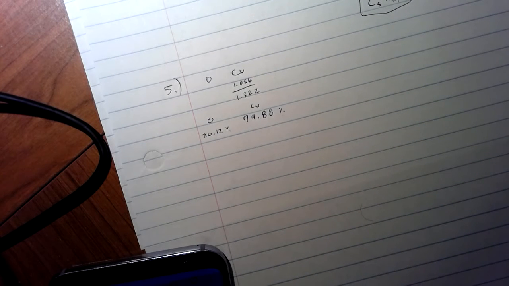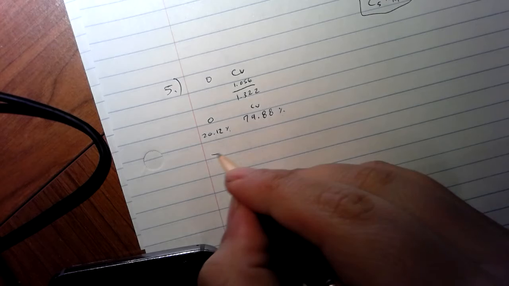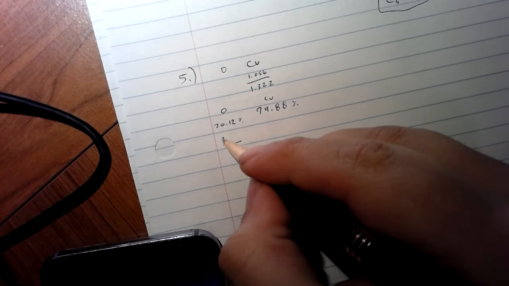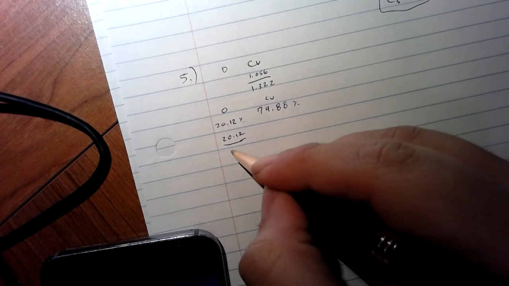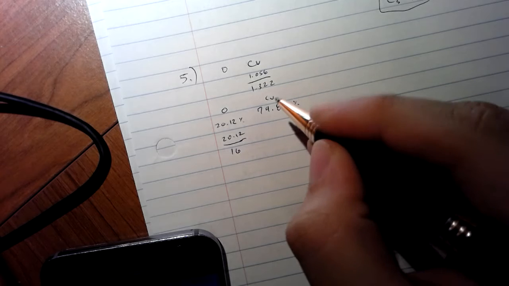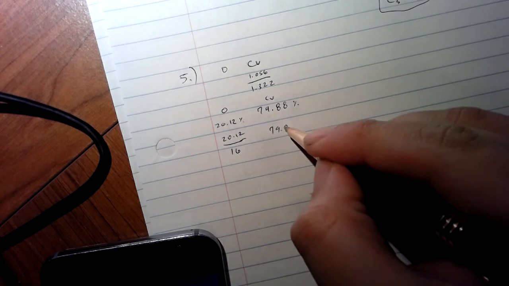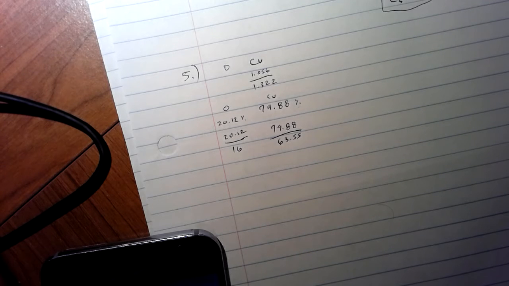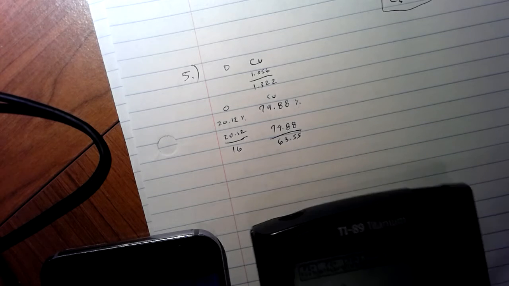Now we can go ahead and find the mole numbers using the periodic table. So we have 20.12 out of, for oxygen we got 16, and then copper is going to be 79.88 divided by, now I can go to the periodic table, so copper, and that is 63.55. So let's go ahead and compute this, see what we get.